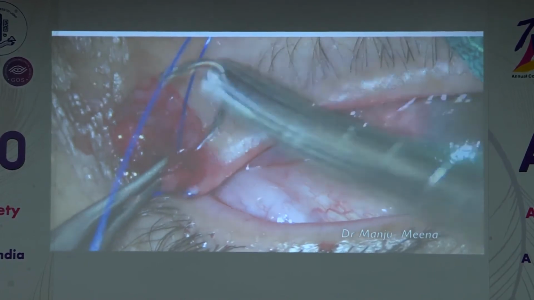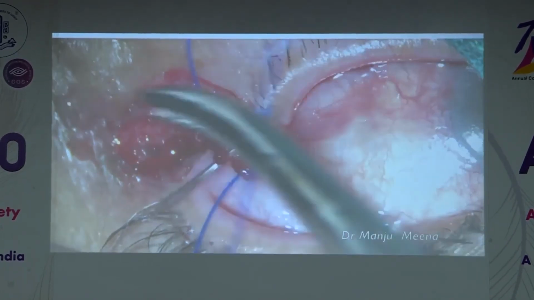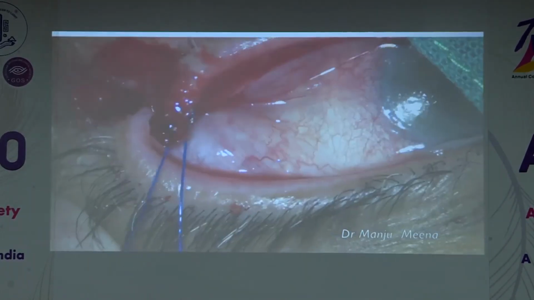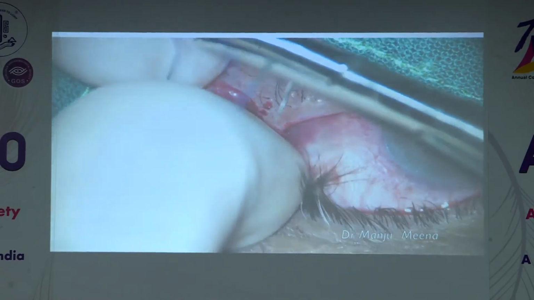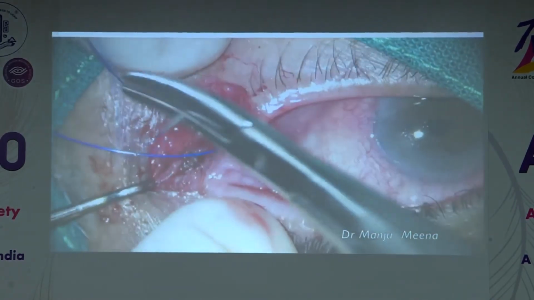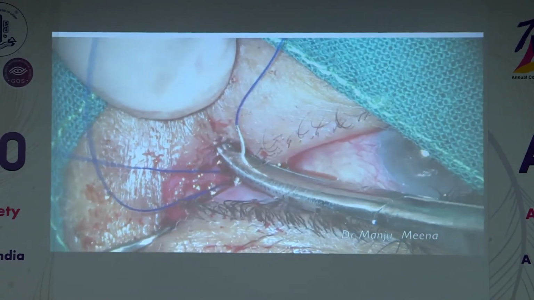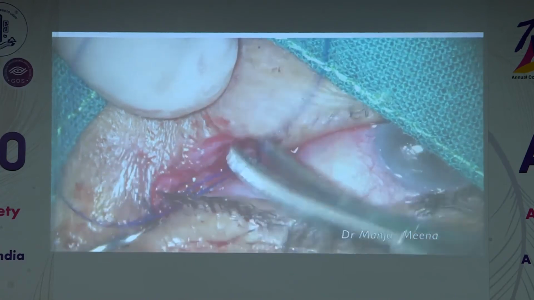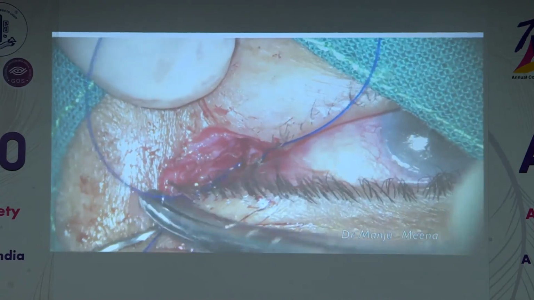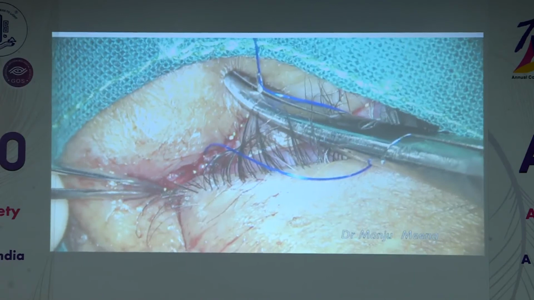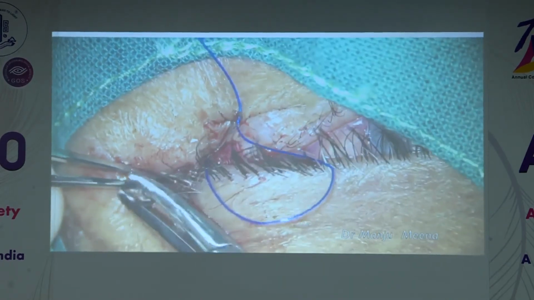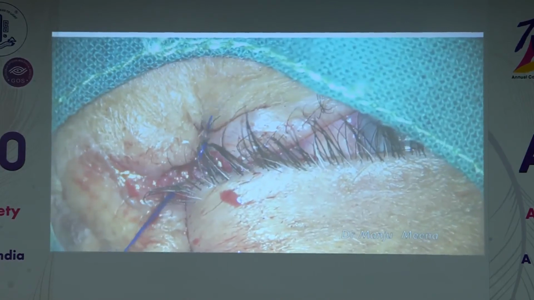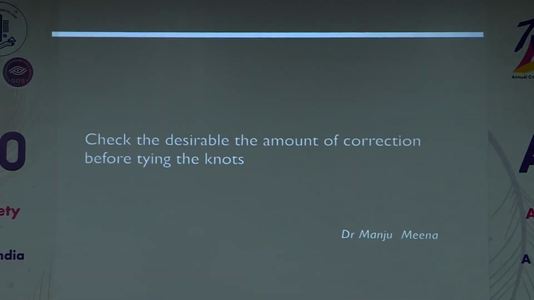If you don't have the double arm Prolene suture, we can always use a loose needle. And a half circle needle is very important in these cases because we need to go deeper into the orbit. And the suture is passed just behind the orbital rim at the lateral canthus angle at the level of the lateral tubercle, and then follow the curvature of the needle. Similarly, the upper suture is passed, followed by the lower end of the suture.